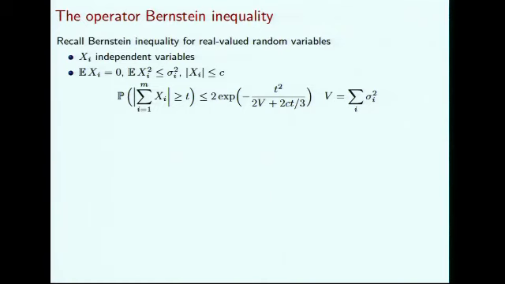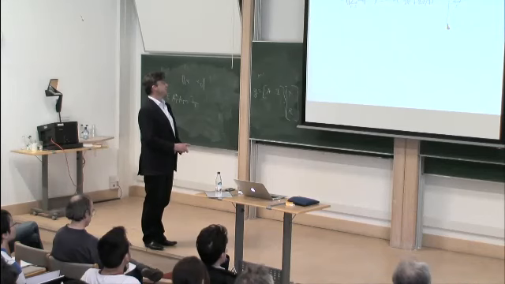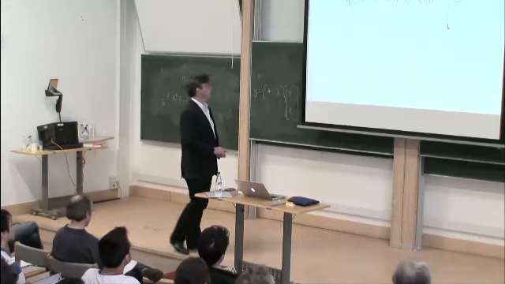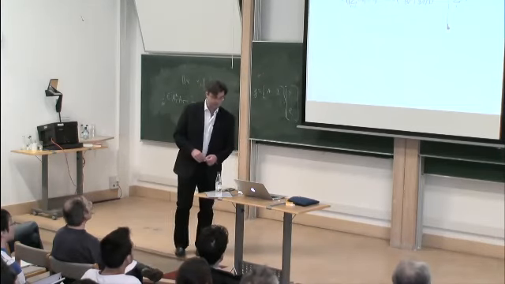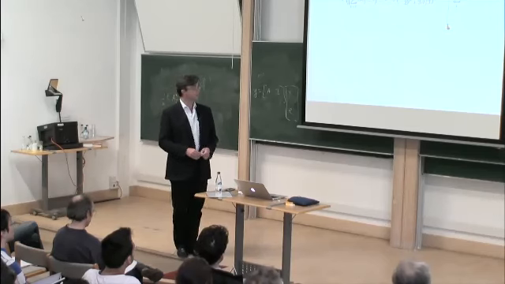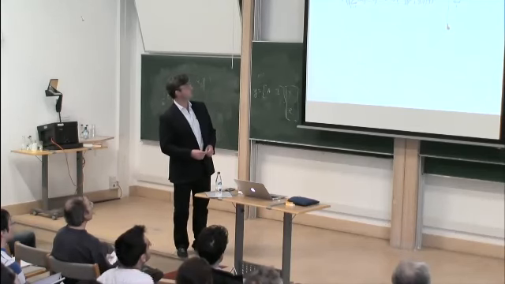Everybody knows the Bernstein inequality for real-valued random variables. It's a large deviation inequality that says the following: take xi to be independent real-valued random variables with mean 0, with variance bounded by sigma i squared, and let's assume that these random variables are also bounded in absolute value. Then we know how to bound the sum. The probability that the absolute value of the sum is greater than t is less than exponential of minus t squared divided by 2 times the sum of the variances plus 2 times the maximum value of xi times t over 3.